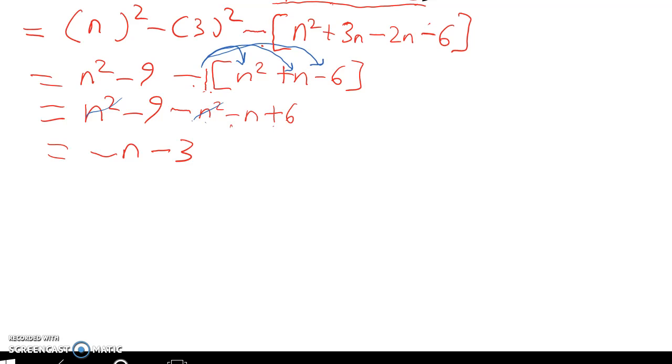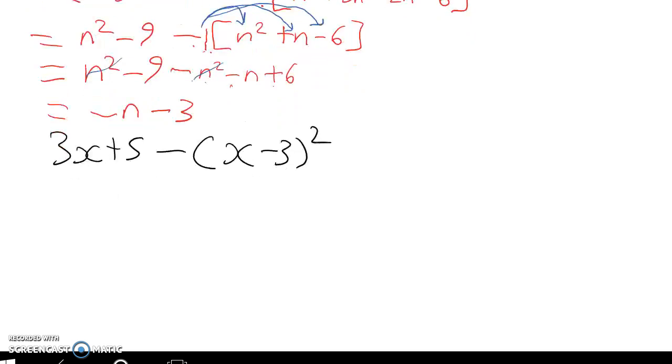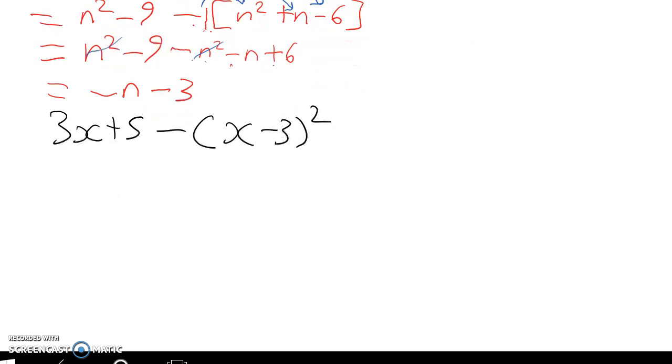Cool. So we'll do the final example now for expansion. We'll look at 3x plus 5 take x take 3, all squared. So what we do is we look at what expansion we can do first. I can see that I have a bracket with two numbers inside with a square. So that tells me I am looking at a perfect squares expansion.